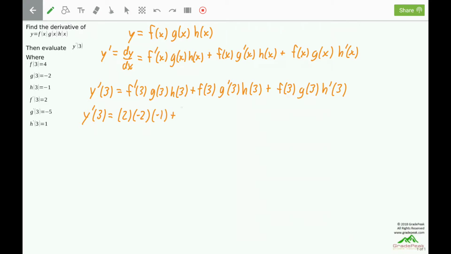Plus f of 3, that's a 4. G prime of 3, that's a negative 5. And h of 3, that's a negative 1. Plus f of 3, that's a 4. G of 3, that's a negative 2. And then h prime of 3, that's a 1.